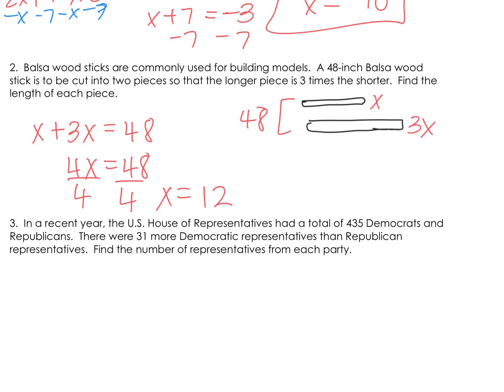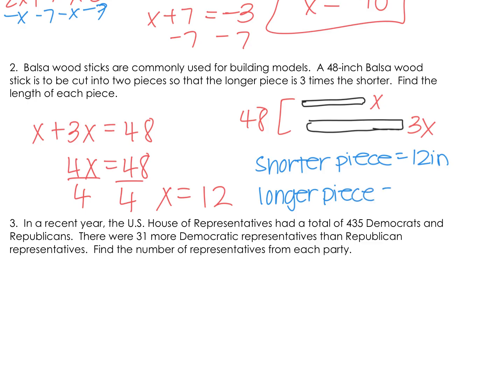We could stop there, but let's take a moment to interpret and see what it wanted. It wanted us to find the length of each piece. So I'm going to say the shorter piece is 12 inches. Would you agree? Yeah. And the longer piece is what? 12 times 3. It's 3 times longer. So it's 36 inches.